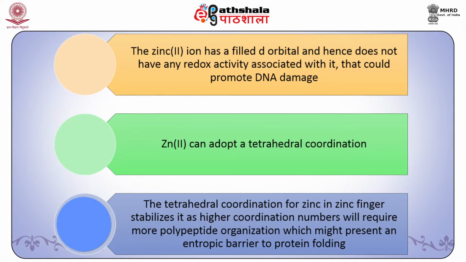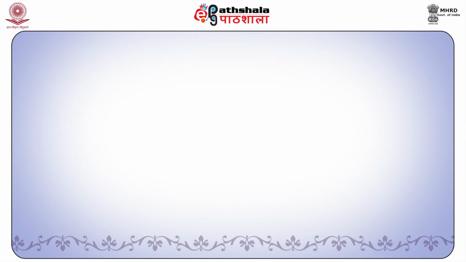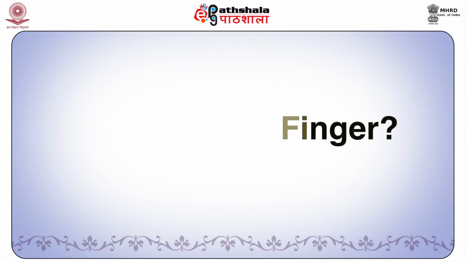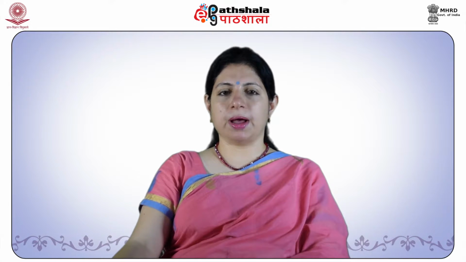The tetrahedral coordination for zinc in zinc finger stabilizes it, as higher coordination numbers will require more polypeptide organization, which might present an entropic barrier to protein folding. So, what is a zinc finger? The classical cysteine 2, histidine 2 zinc finger is recognized as the first member of zinc binding motifs.